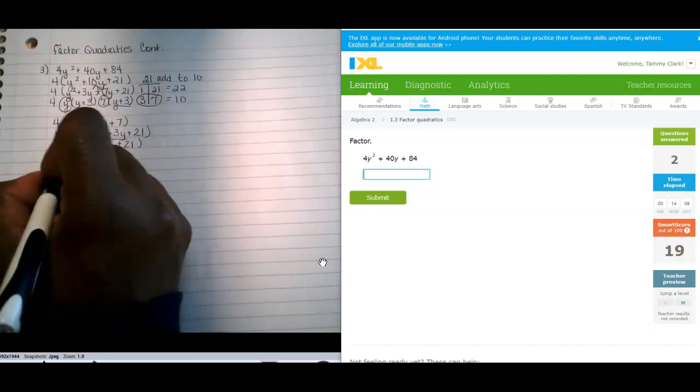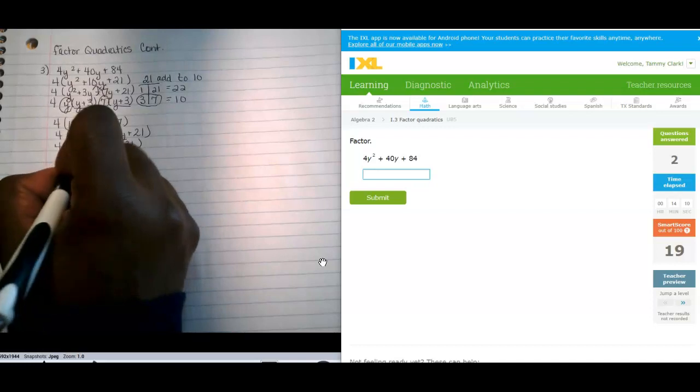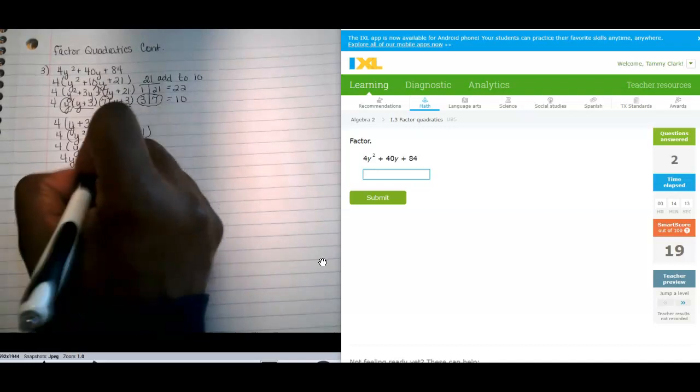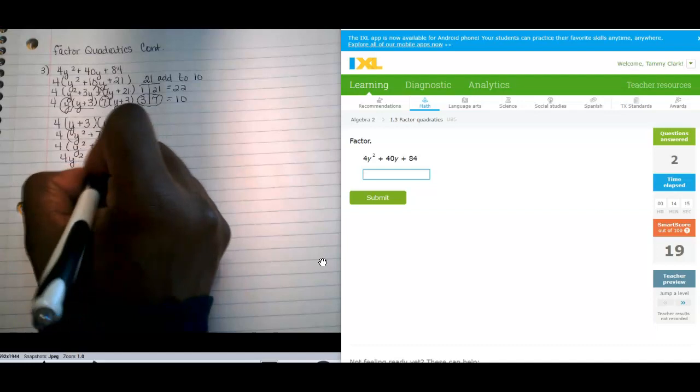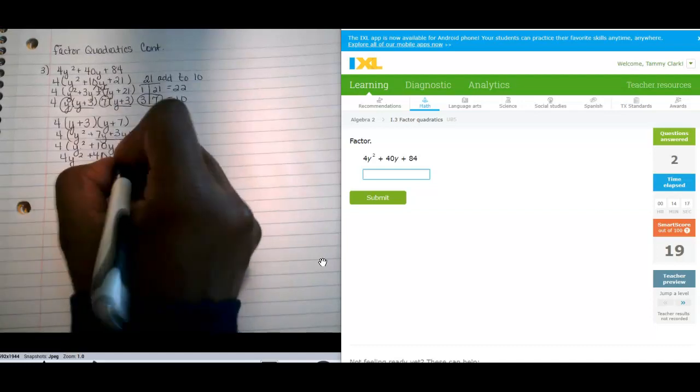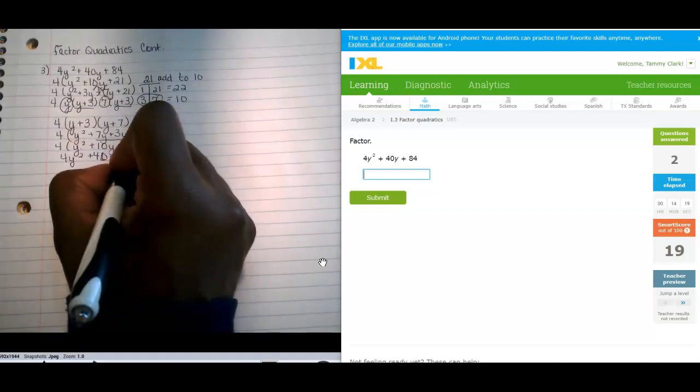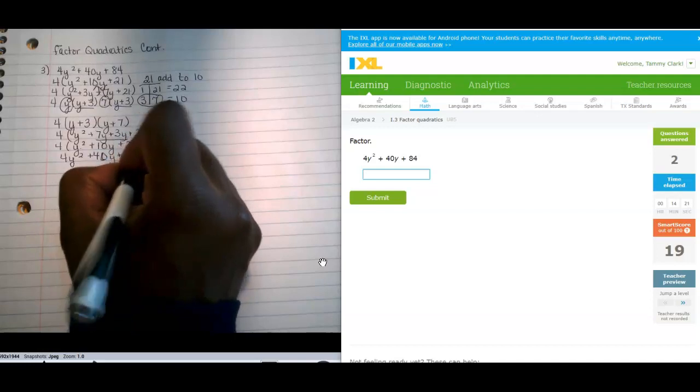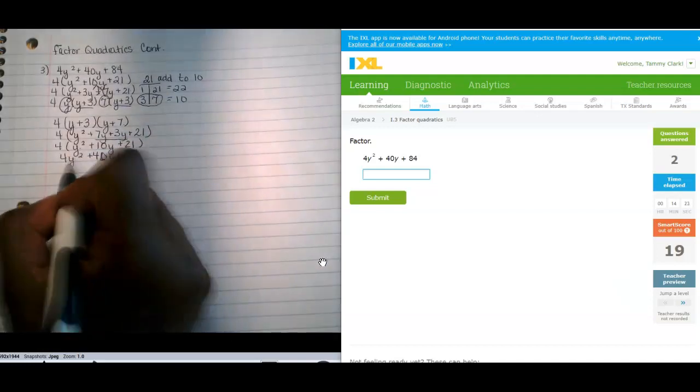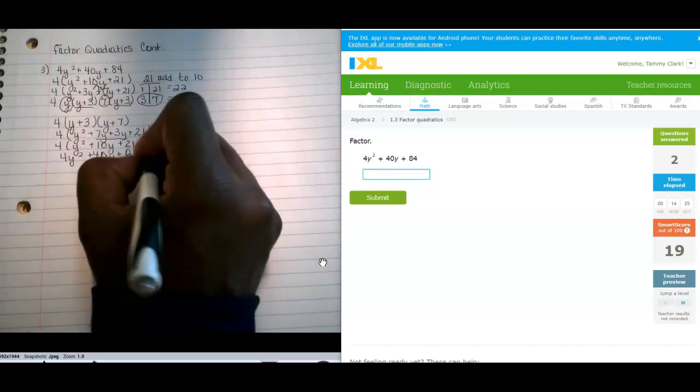4 times y squared is 4y squared. 4 times 10y is 40y. 4 times 21 is 84. Is that what we started out with? It is. So we know we're right.